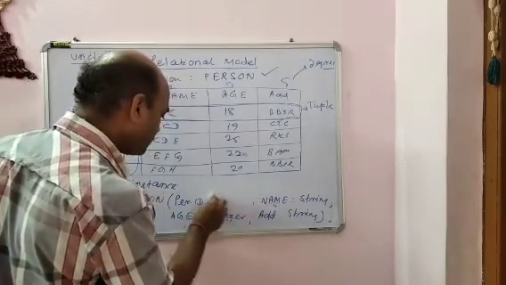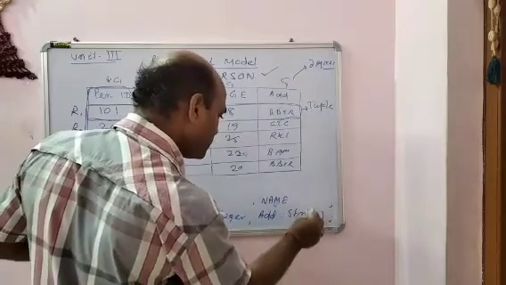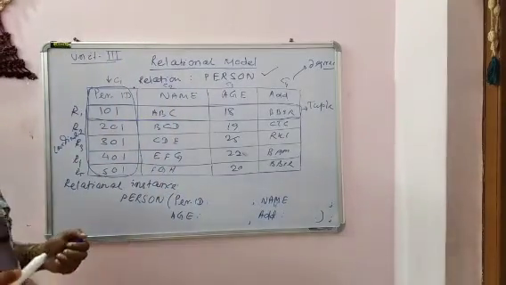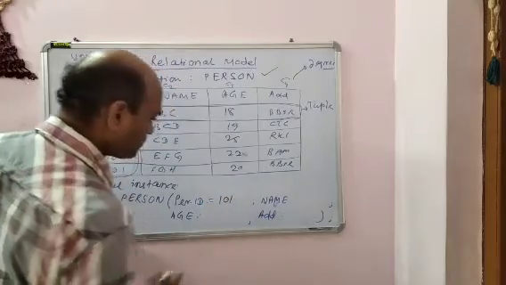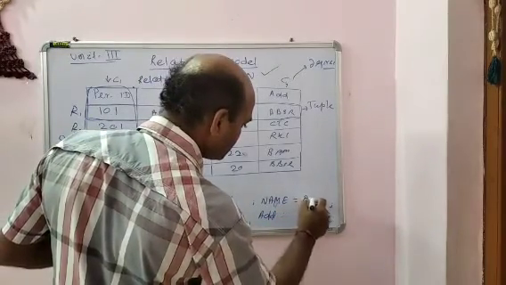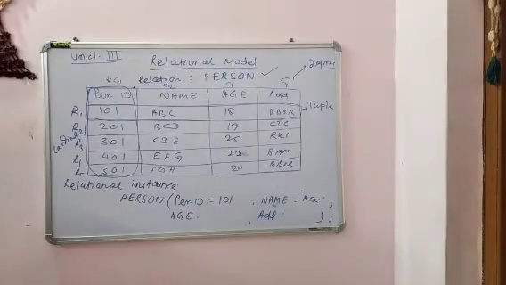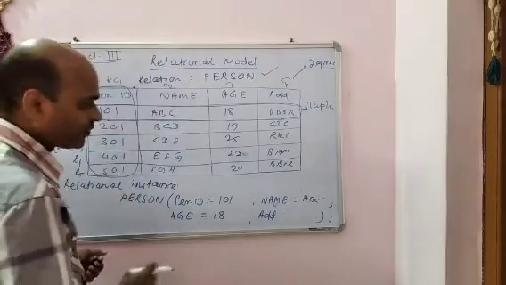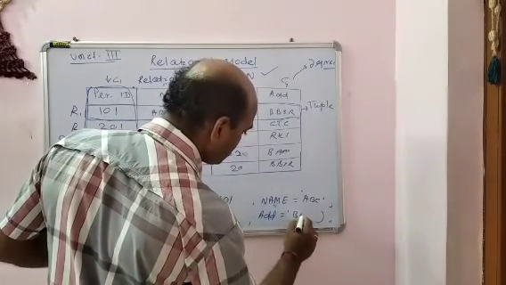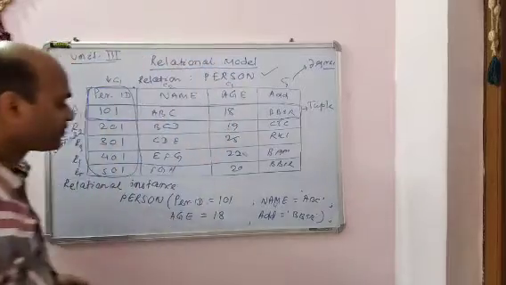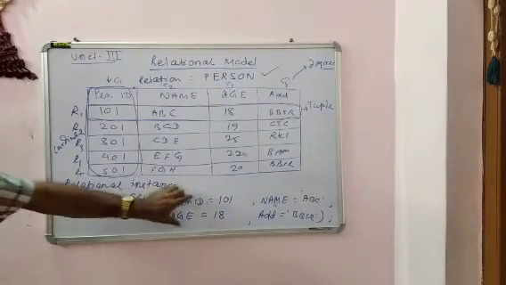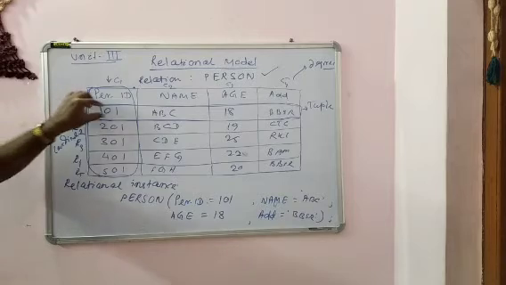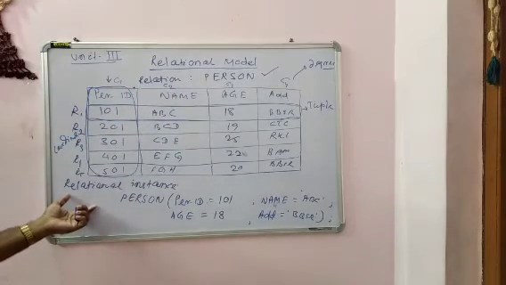Here you have to put the values. Person ID equal to 101, person name equal to ABC, age equal to 18, address equal to suppose BBS. These are all instance values. This is the relational instance. In the instance, all permissible values are stored in the domain range of each attribute; that is the relational instance.